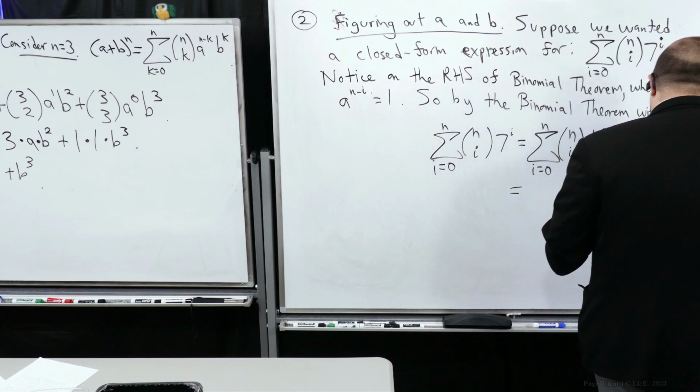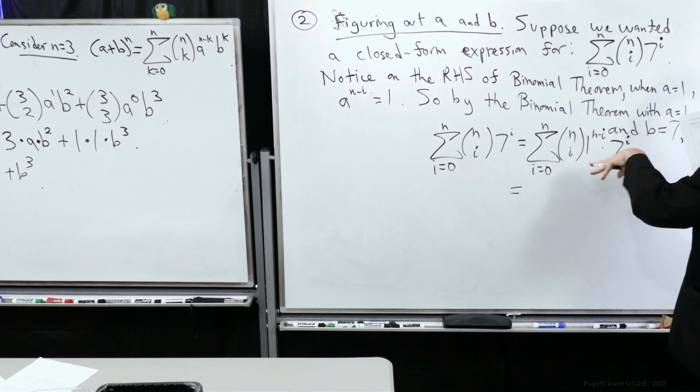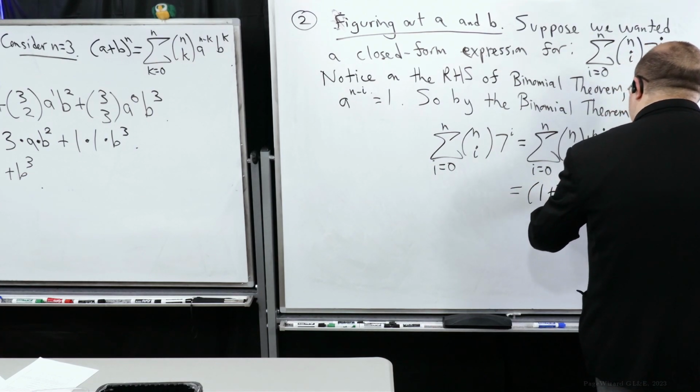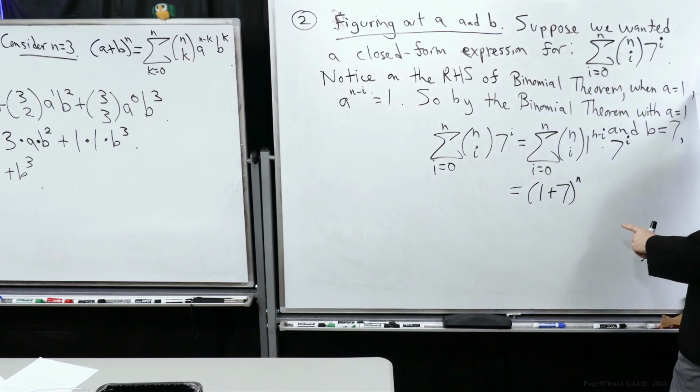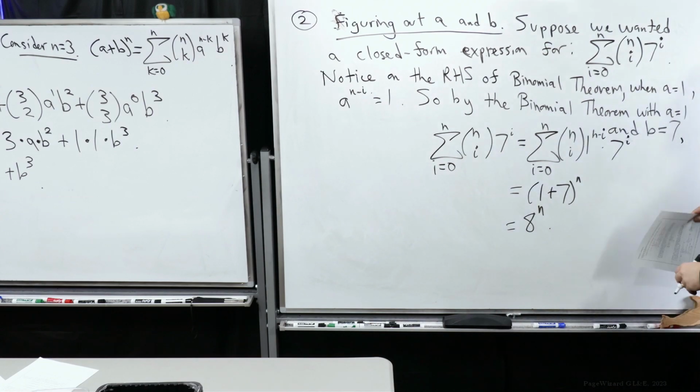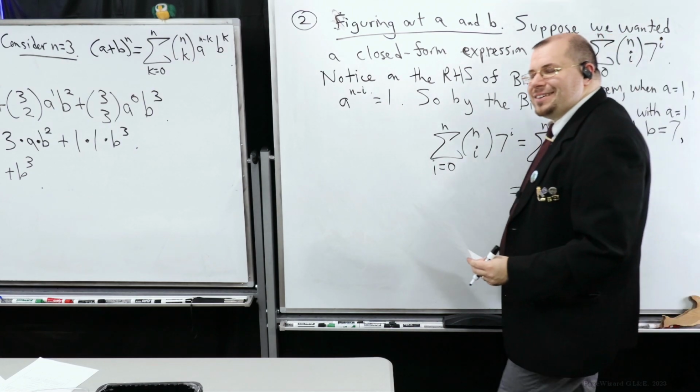Okay. Anyways, the binomial theorem says that this is in fact equal to (1 plus 7) to the power of n, which if you simplify, this is just 8 to the power of n. So if you need a closed form for this.